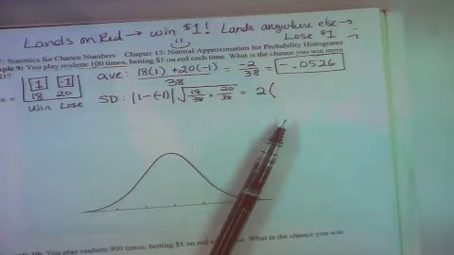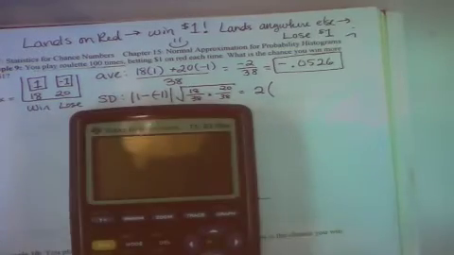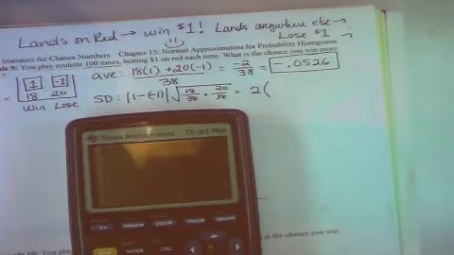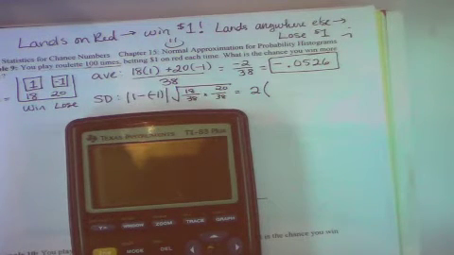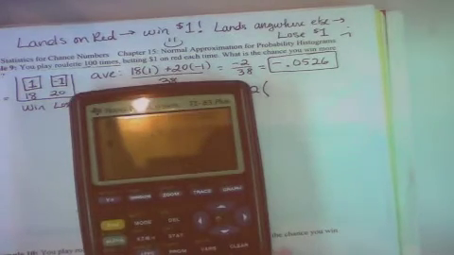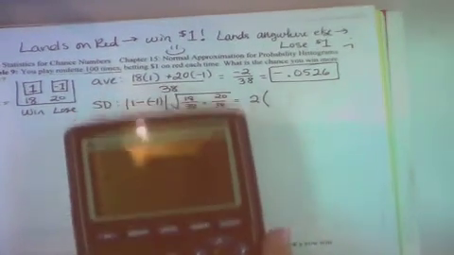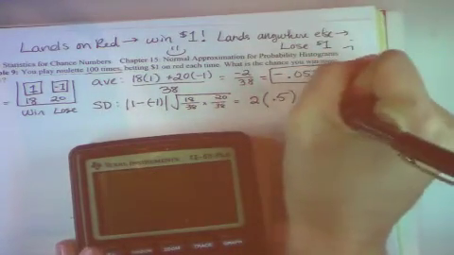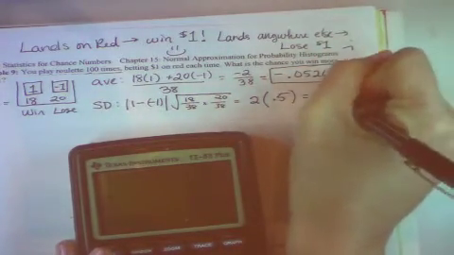Throw this into our calculator. See if you can see this at all. Okay, so the square root of 18 divided by 38 times 20 over 38. And that's about, it says 0.49999. Let's just call it 0.5. So 2 times 0.5 is 1. So there's our standard deviation.